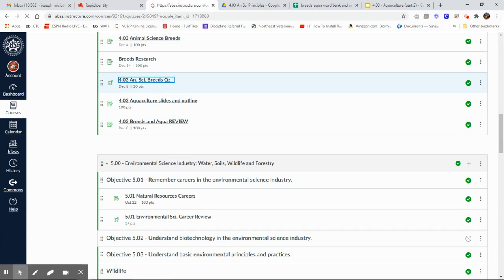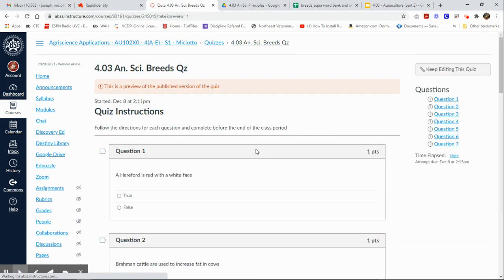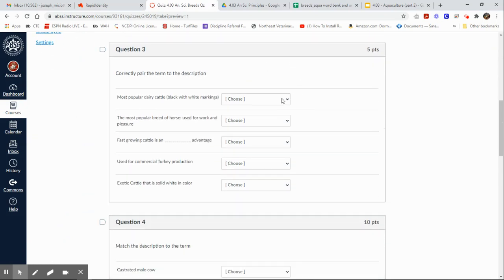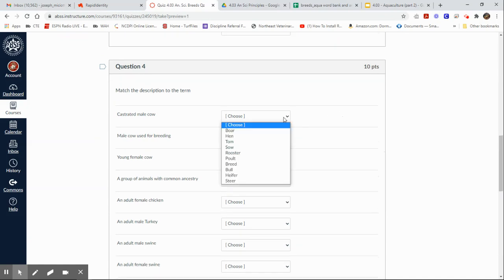The breeds quiz is very simple. It is a combination of true, false, and multiple choice. So the first two questions are true, false. Question number 3 asks about some different breeds. And then question number 4, same thing. You're basically matching up what the term is to the answer.